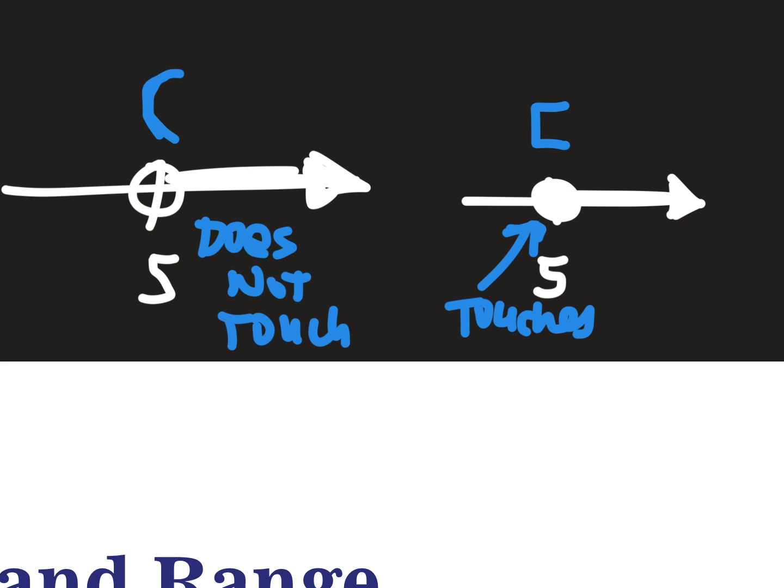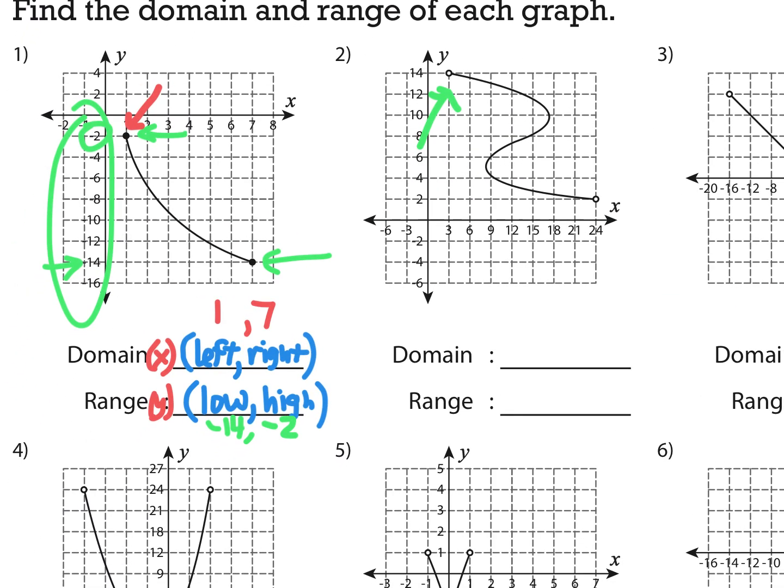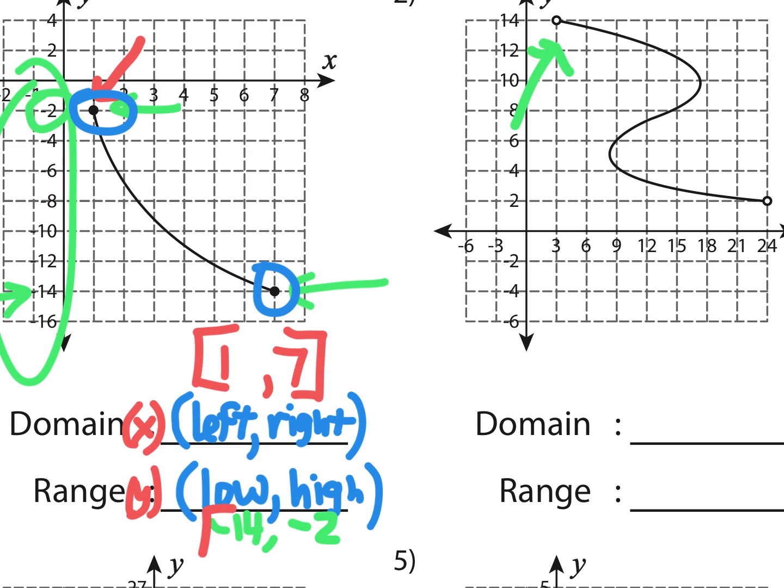So on the one we did, do you remember it had filled in dots? So it touches, so it's a bracket. See, these are filled in. They're not empty circles. So, brackets. Bracket, bracket, bracket, bracket.